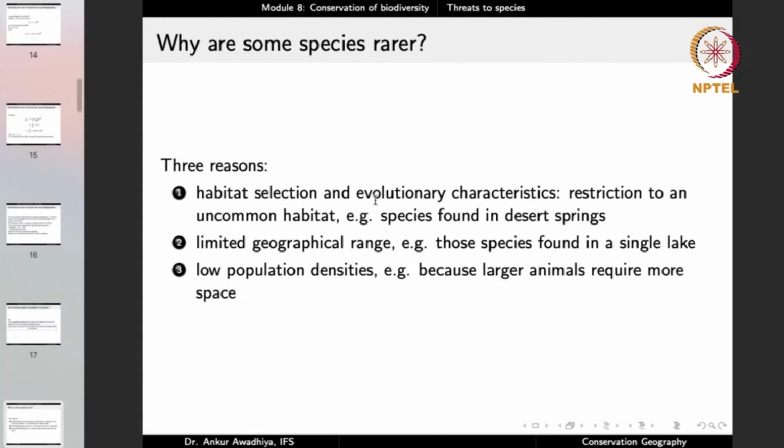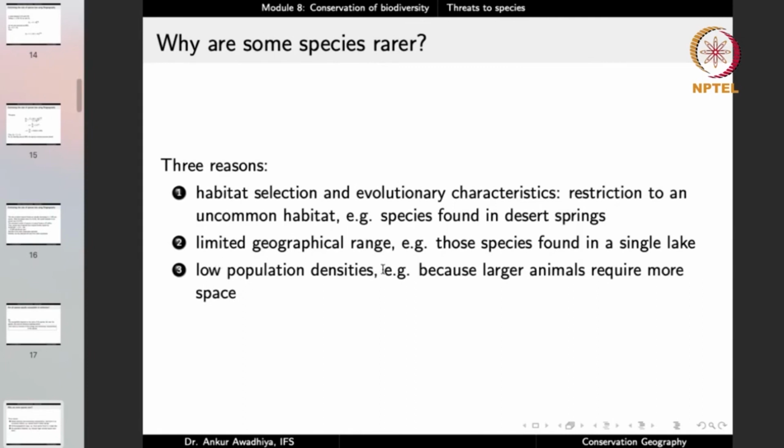Certain species are rare because of their habitat selection and evolutionary characteristics, such as restriction to an uncommon habitat. An example is species that are found in desert springs. Now, because springs in the desert areas are by nature very few in number, if we had too many springs, then probably the area would not have been a desert. So the springs in a desert are very few. So the species that have made the desert springs their homes will automatically be very rare, because their habitats themselves are very rare.